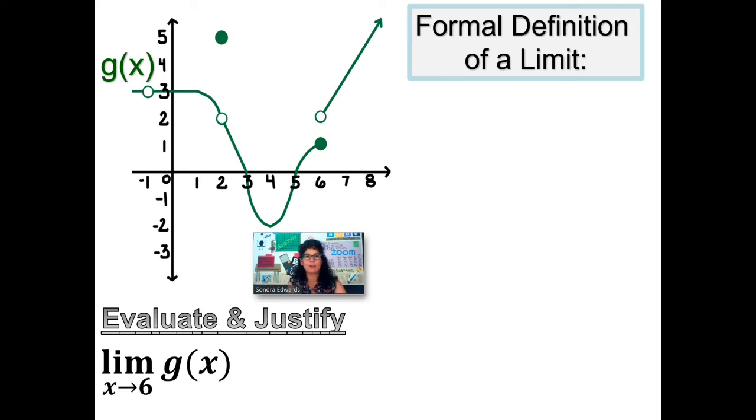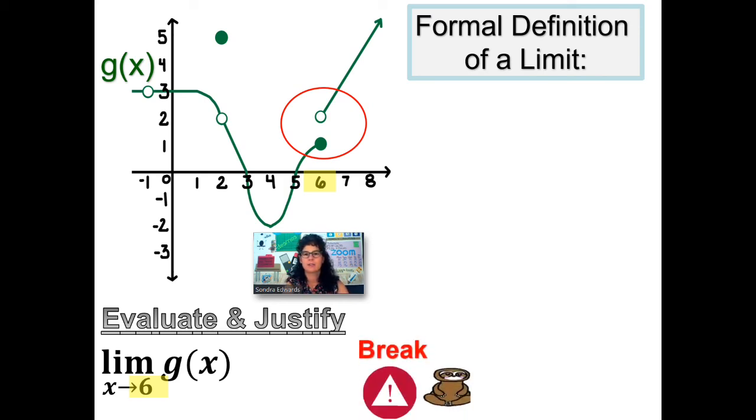Last example. Here we go. The limit as x approaches 6 of g of x, we want to evaluate and justify. If I only wanted to know the answer, I might go to 6 and say, uh-oh, there's a break. And we know from the Sloth definition that if there is a break or an asymptote at that x value, then the limit does not exist. But we have to formally justify.